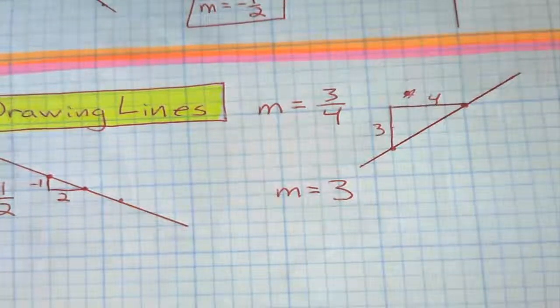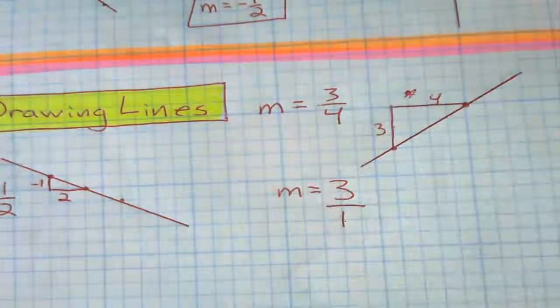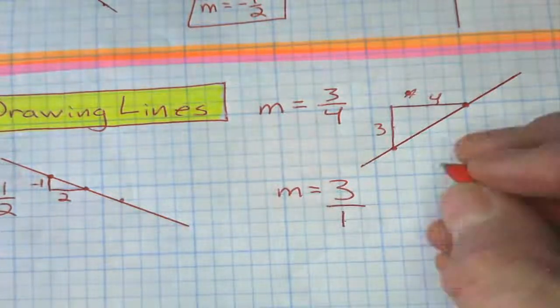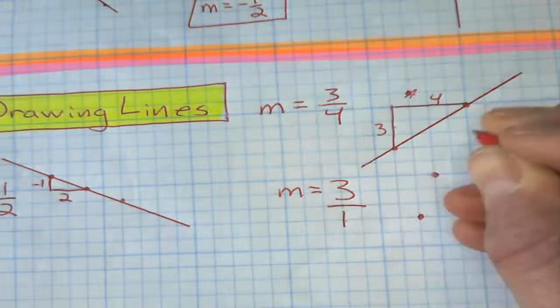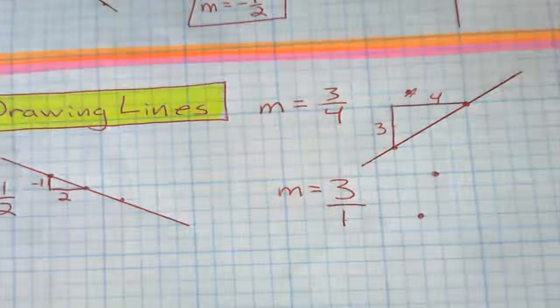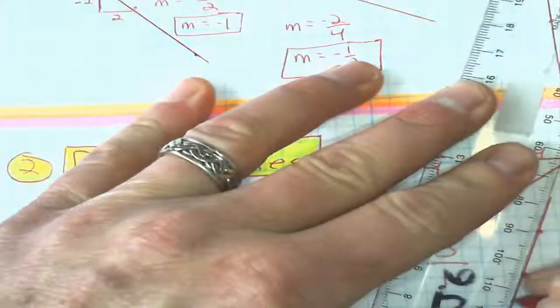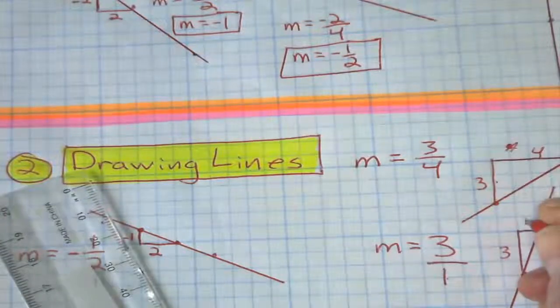3. What does that mean? A gradient of 3. Well, make it a fraction so you understand it. Rise over run. 3 over 1. All right. Pick a point. That means up 3 over 1. Okay. Got that. And there's a gradient of 3. Up 3 over 1.